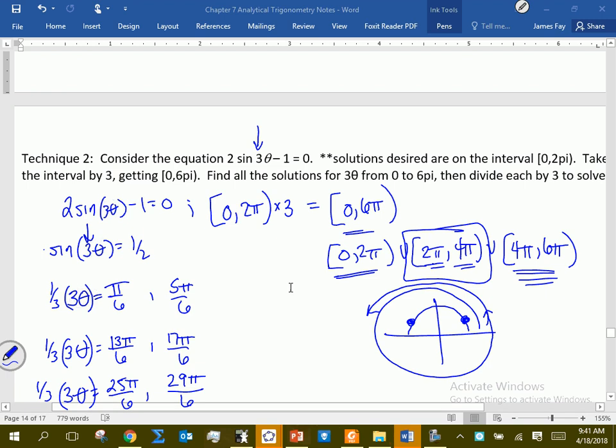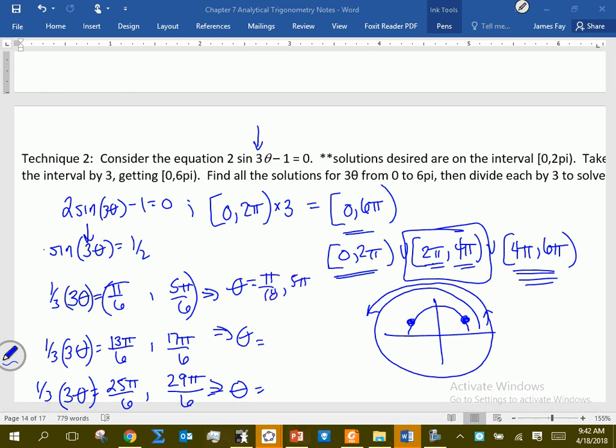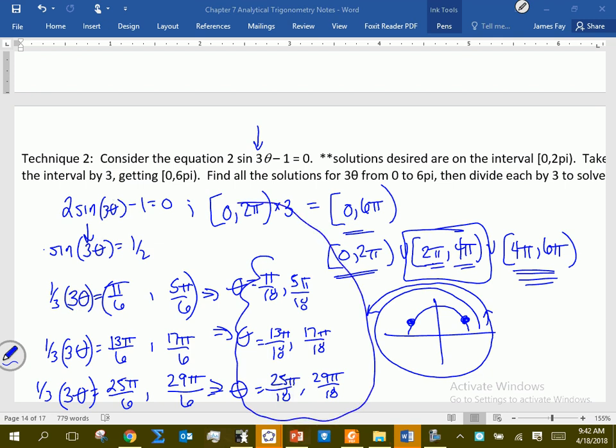So multiply the left-hand side by a third, and that's going to give me theta for all of these. And then I multiply the right-hand sides by a third, so that gives me pi over 18, 5 pi over 18. This one's going to give me 13 pi over 18 and 17 pi over 18. And then this one, 25 and 29 pi over 18. And are those the same 6 solutions? It's just kind of looking at it from a different perspective.